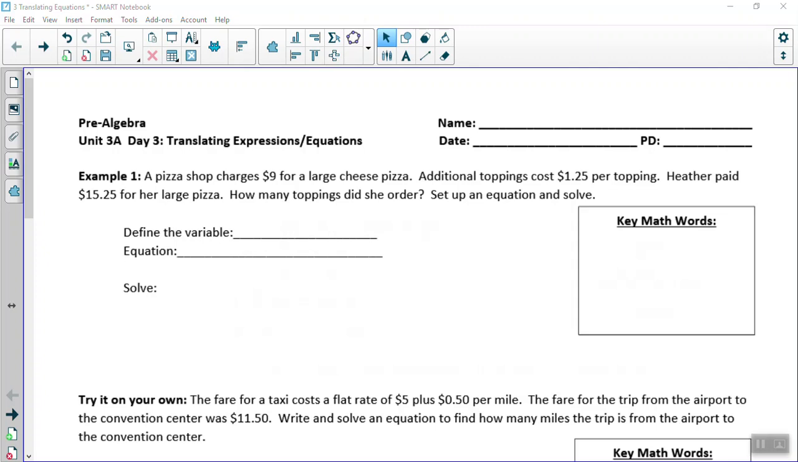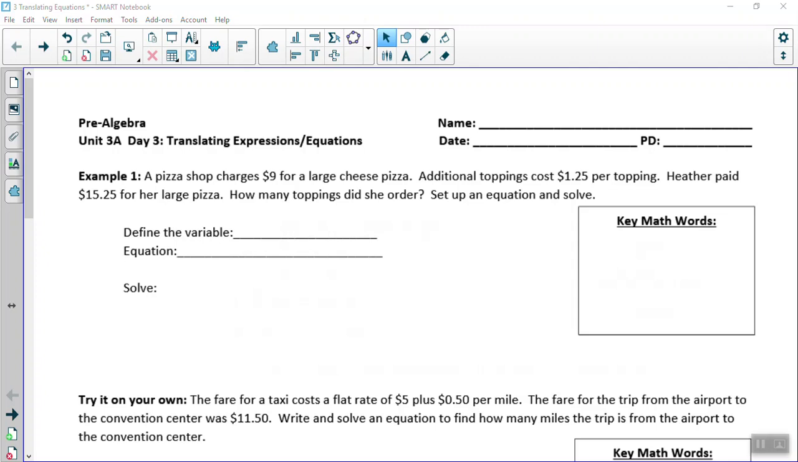All right, so first, a pizza shop charges $9 for a large cheese pizza. Additional toppings cost $1.25 per topping. Heather paid $15.25 for her large pizza. How many toppings did she order? Set up an equation and solve.